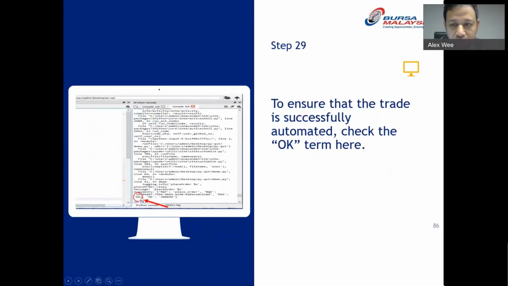Click OK here. Check that it's OK here to ensure the trade is successful. Once the trade is successfully fired, you will see an OK here. So check for the OK here. You will see the terminal where you have the trade journals. The journal shows everything that's happening. You will actually keep a record, a history of everything that's happening.